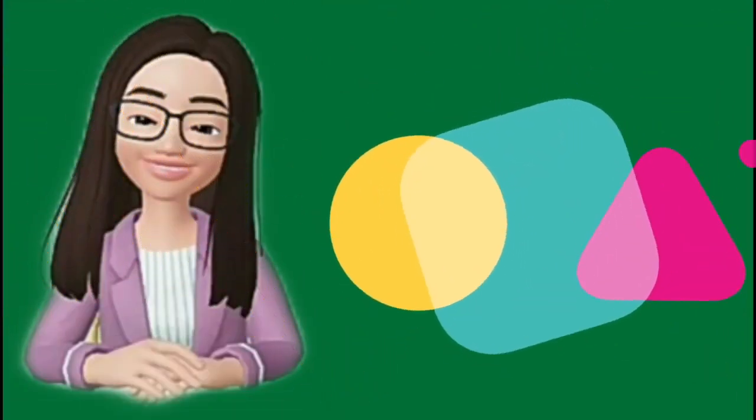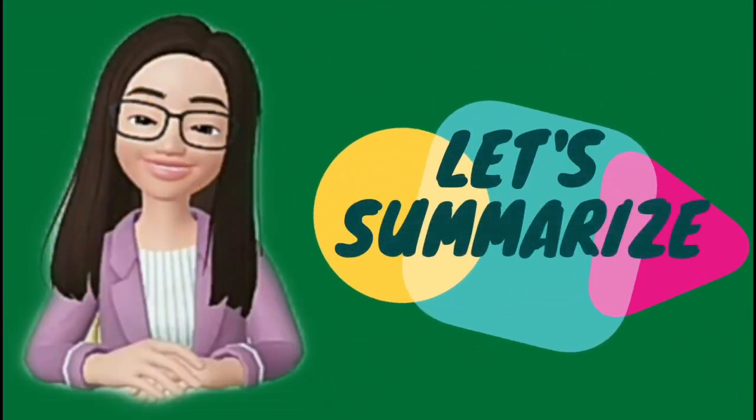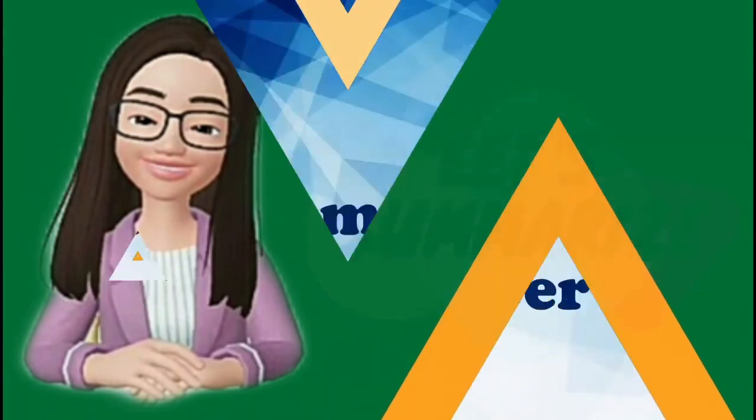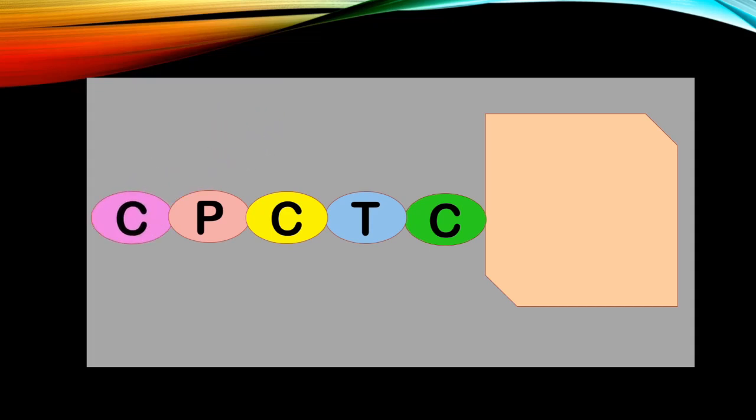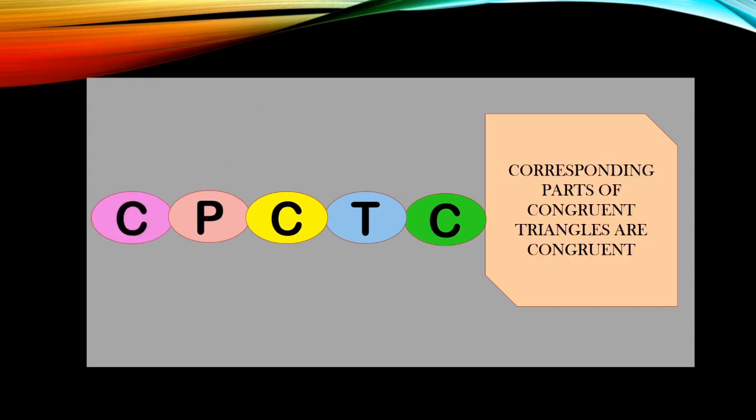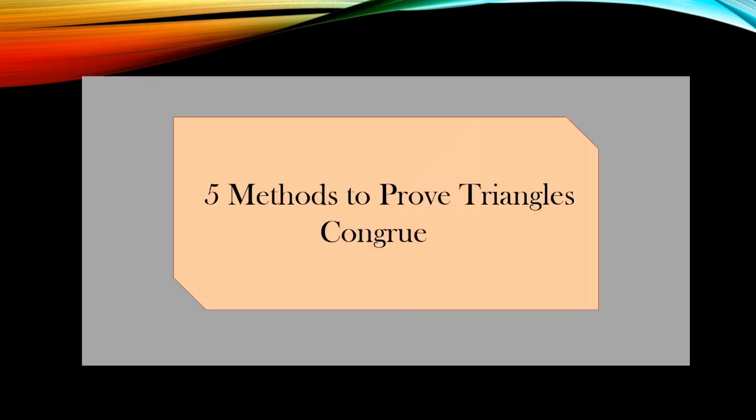Did you find our topic interesting? Come on, let's try to summarize what you have learned today from our discussion. CPCTC: corresponding parts of congruent triangles are congruent. There are only 5 methods to prove triangles congruent. Here they are.